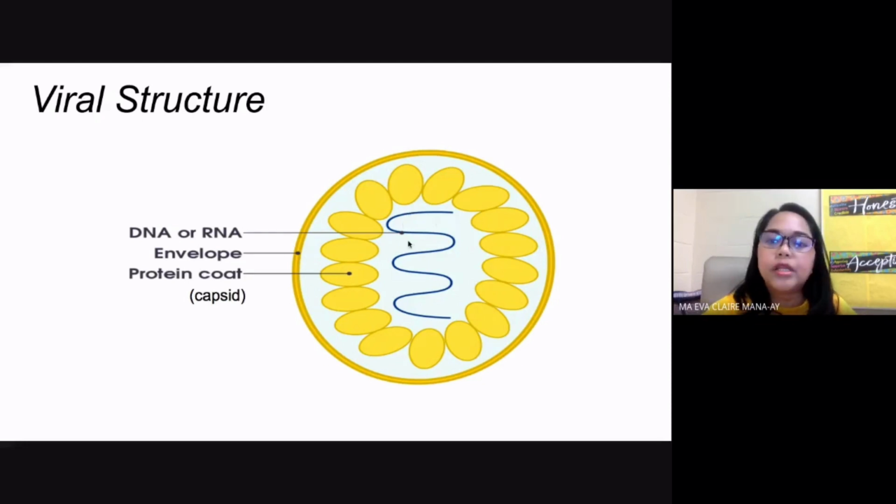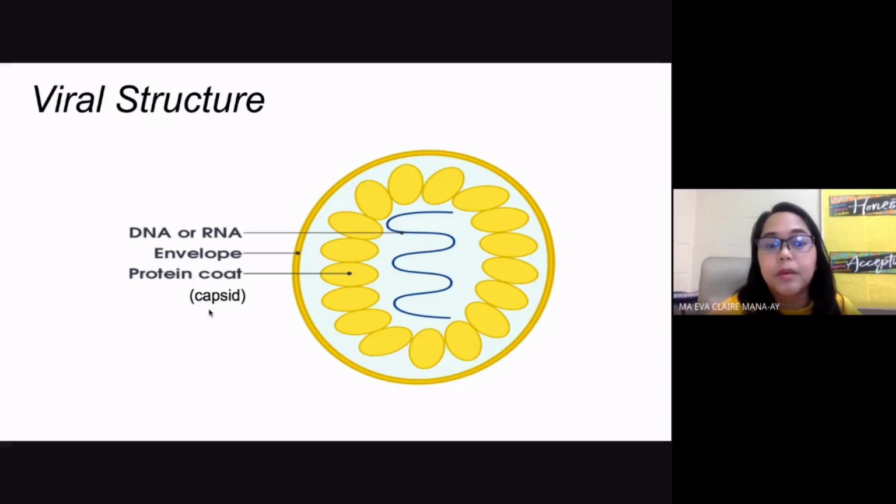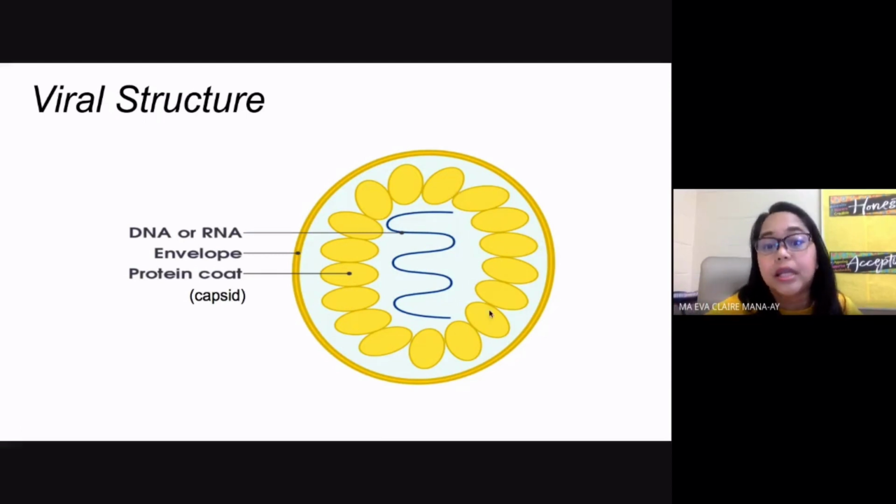And of course, it has its DNA, which can be a DNA or an RNA, not both of them. And very importantly, your virus has this protein coat, which we call the capsid. The capsid is a very important component of your viral structure because it protects the DNA or the RNA of your virus. It is very difficult for your virus to get destroyed because of this protective layer, the protein coat, which we call the capsid.